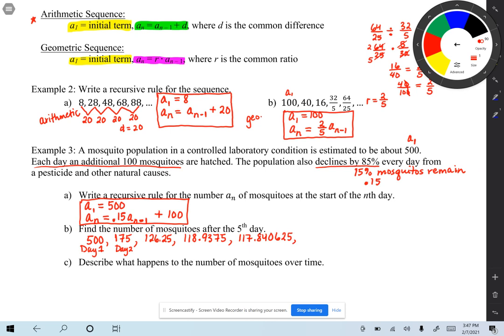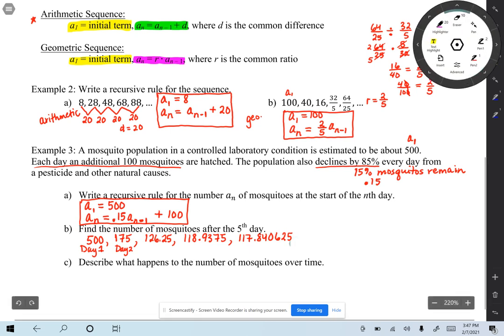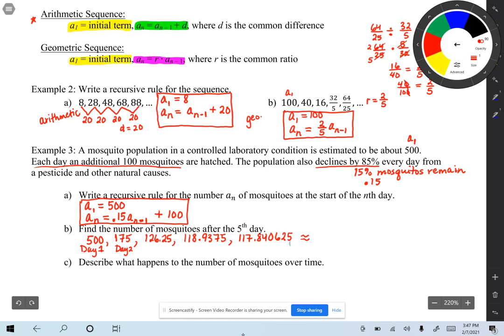And now what if I said find it after the 40th day? You can't do this all the time, and there's another way to do it. I'm going to show you on a calculator, but I will show you after we finish up this problem. So at this point, let's just approximate it. So that's approximately 117 mosquitoes on the 5th day.